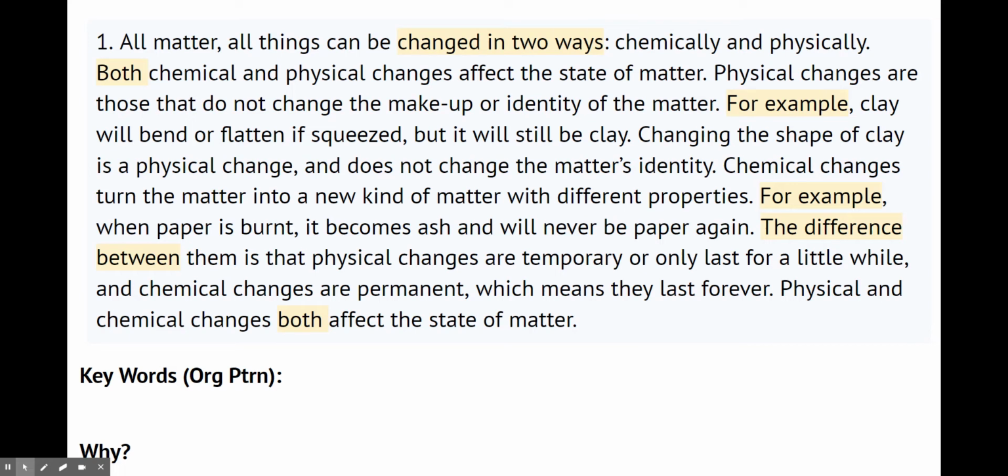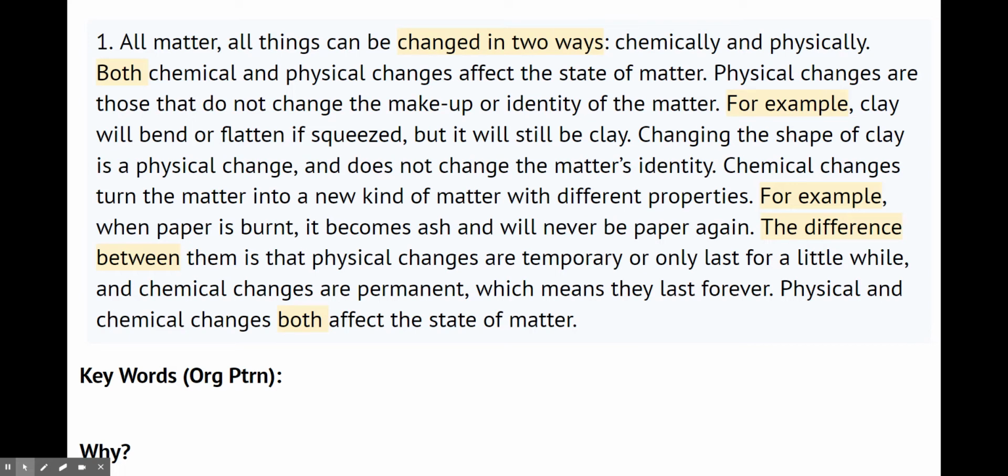Both chemical and physical changes affect the state of matter. Physical changes are those that do not change the makeup or identity of the matter. For example, clay will bend or flatten if squeezed, but it will still be clay. Changing the shape of clay is a physical change and does not change the matter's identity.